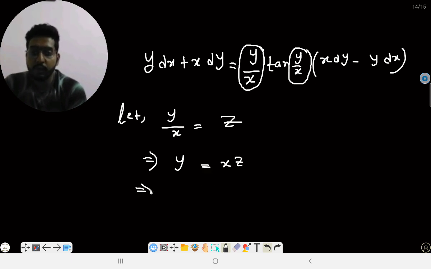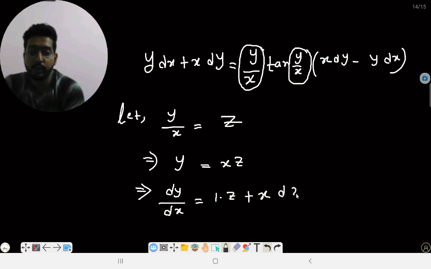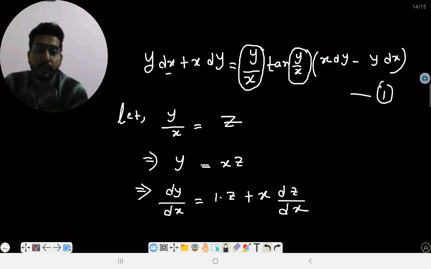Now if I differentiate this one with respect to x, that will be dy/dx equals 1 into z plus x into dz/dx. This is the dy/dx. Now look here, here it is dx dy. So first of all we have to make it dy/dx. Now how to make it dy/dx? You have to divide by dx.